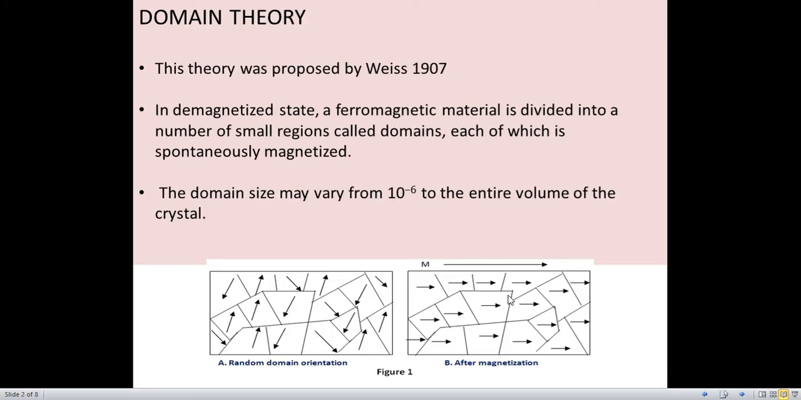So, it is evident from this diagram that initially we have a ferromagnetic material which is in the demagnetized state, and we have small domains in it. These domains are spontaneously magnetized, and the spontaneous magnetization is in such a way that they add up to give a net magnetic moment of 0. But when an external magnetic field is applied, these magnetic moments align themselves in the direction of the external magnetic field, so that a magnetization is developed in this ferromagnetic material.